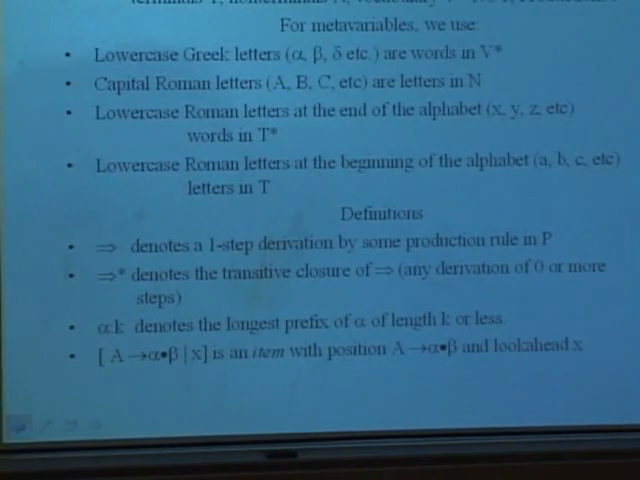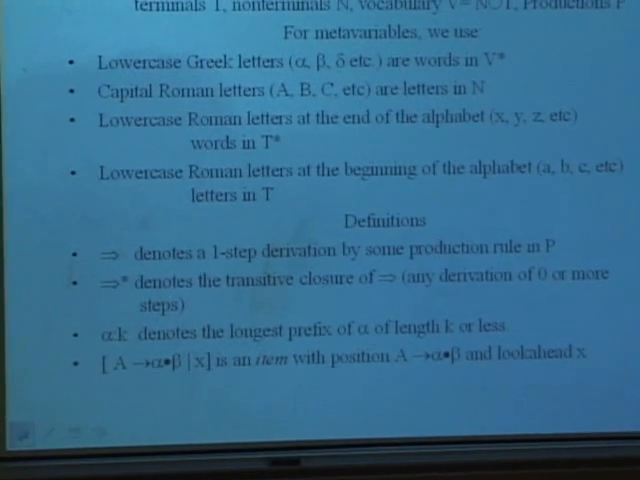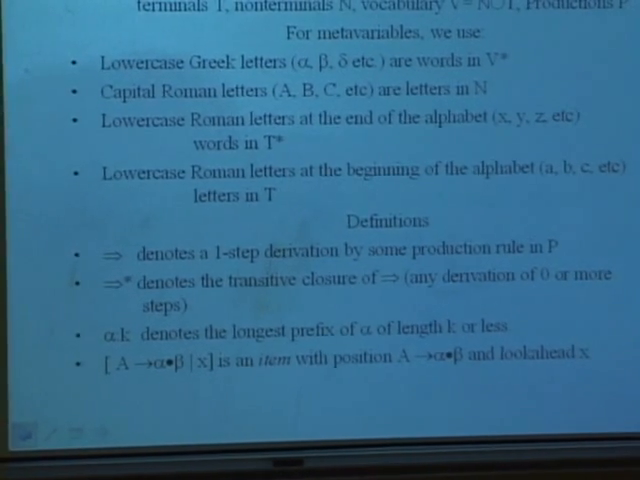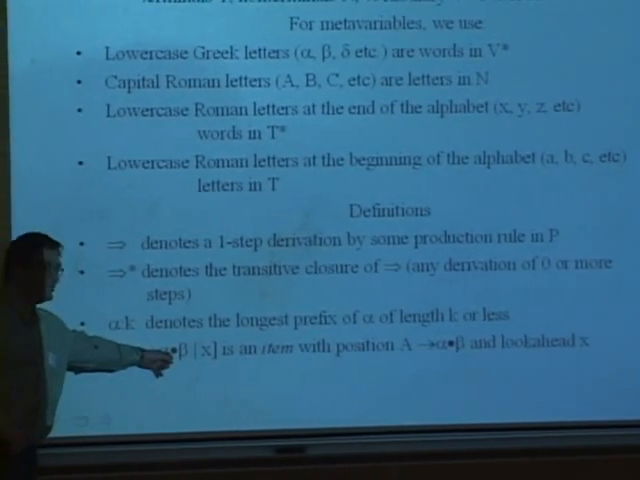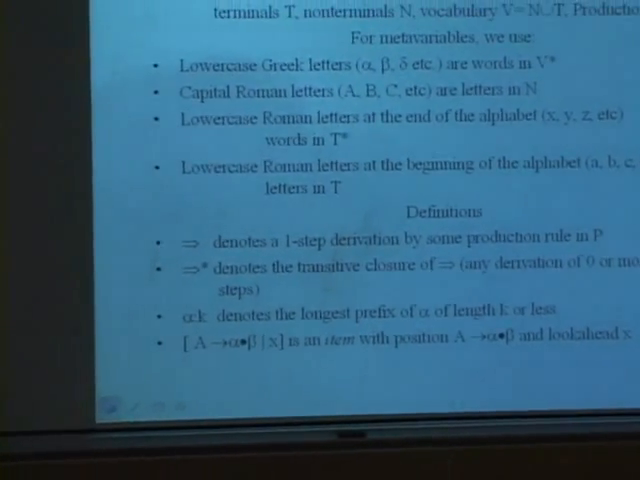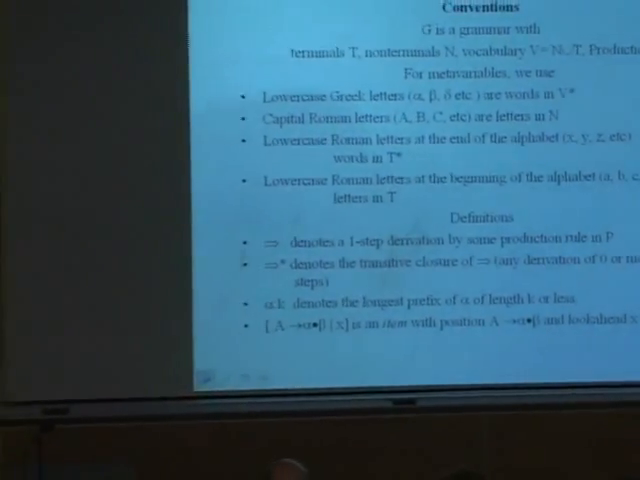And finally, an item has this form: a production with a dot telling you where you are in the production, right, when you're looking at some word. And I'll look at X. So, hope that wasn't too brief. We don't really need that very much.